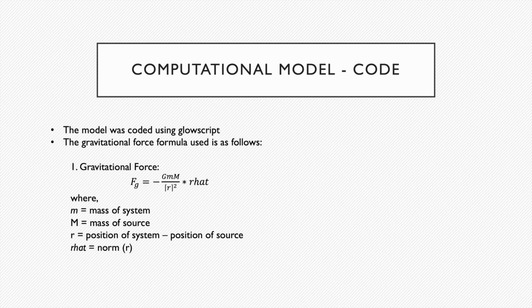So for the computation model for the code, I would be using the gravitational force formula, which is as follows: F = -GMm / |r|² × r̂. Here the small m is the mass of the system, the capital M is the mass of the source, r is the position of the system minus position of source, and r hat is the direction vector.